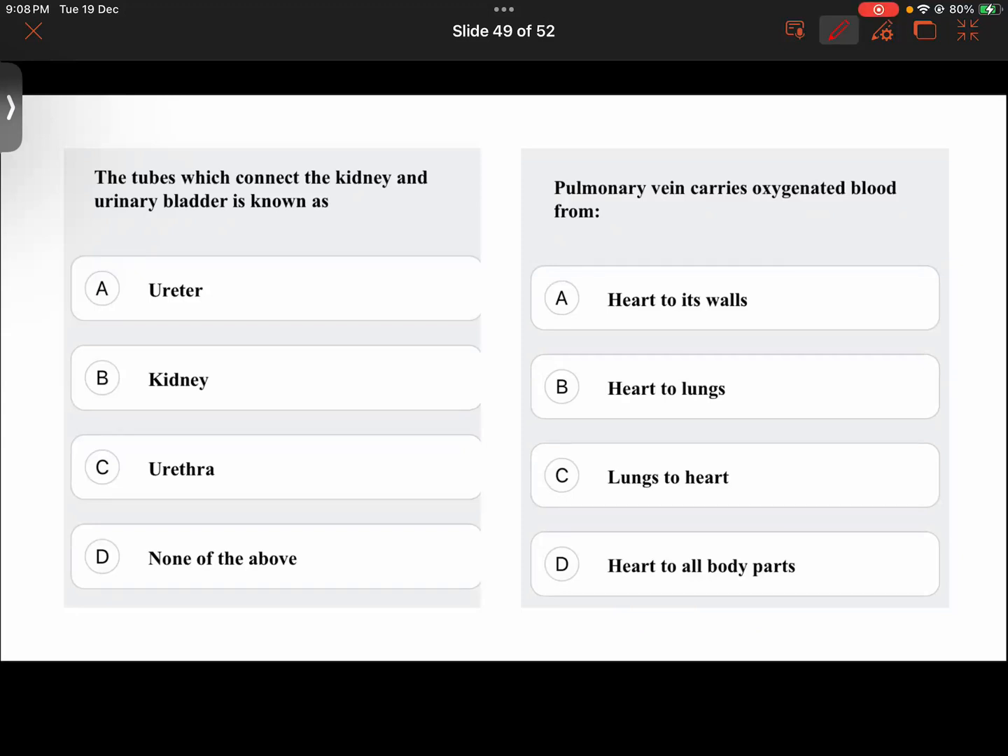Now, next question, Chakrika. Read this question. The tube which connects the kidney and urinary bladder is known as the ureter. Ureter. Right. Next question.